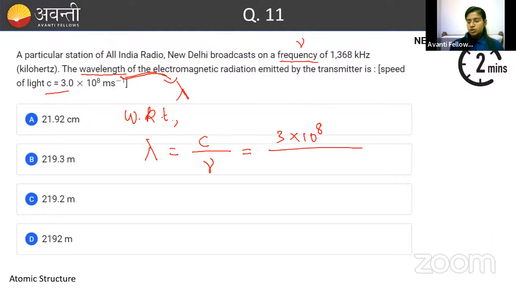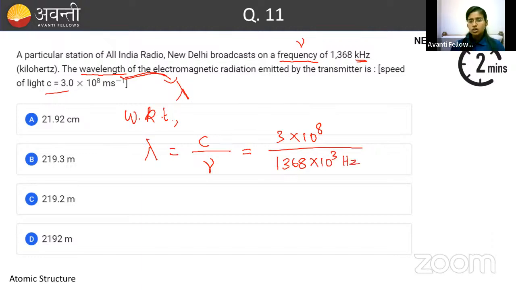While substituting the value of frequency, we have to substitute in terms of hertz, not in terms of kilohertz, because we have the c value in meter per second, right? So here you have to represent the value in terms of hertz only, because 1 hertz is equal to 1 per second. Okay. But we are provided with kilohertz. So we can convert this kilohertz to hertz. So how to convert? 1368 into 10 to the power 3 hertz. That's all.